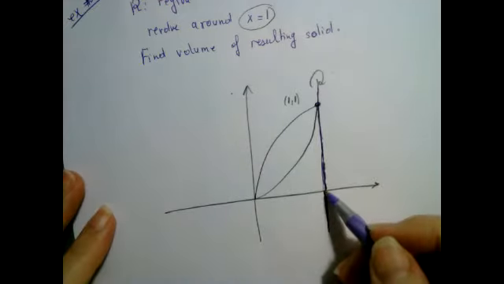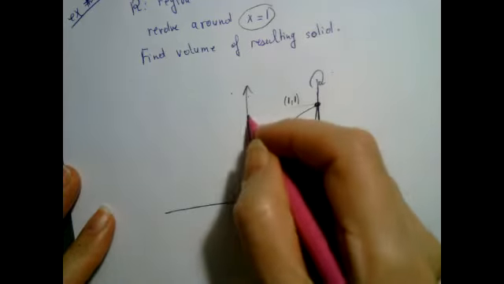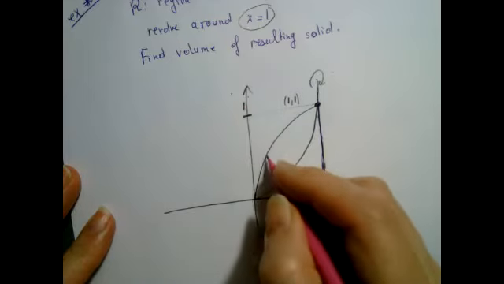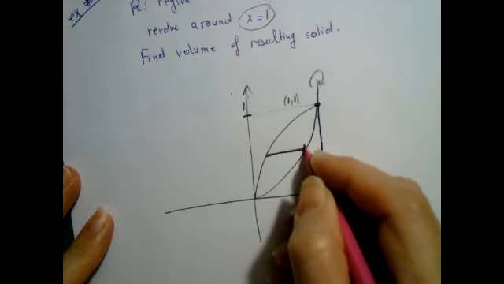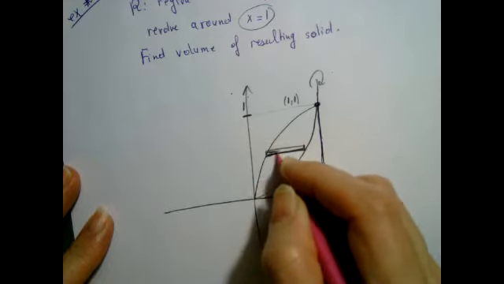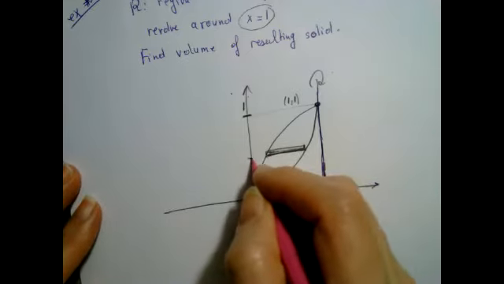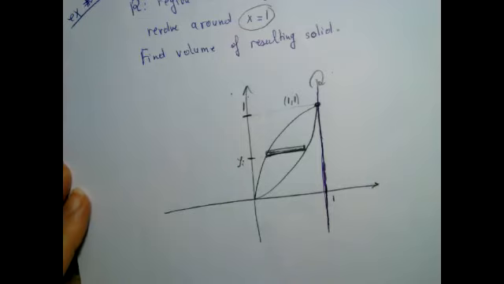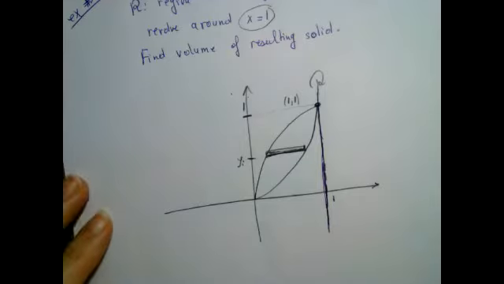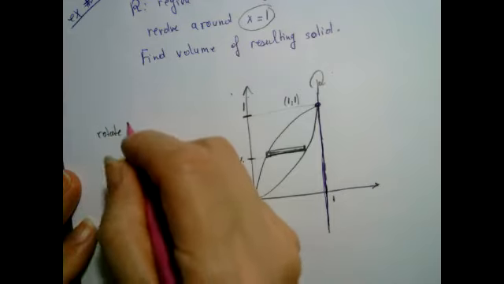So the axis of rotation now is basically parallel to the y-axis. So we are going to take horizontal slices. So this is my slice. Horizontal. Now, when we're taking horizontal slices, y becomes my variable. So we're going to cover the region with horizontal slices.